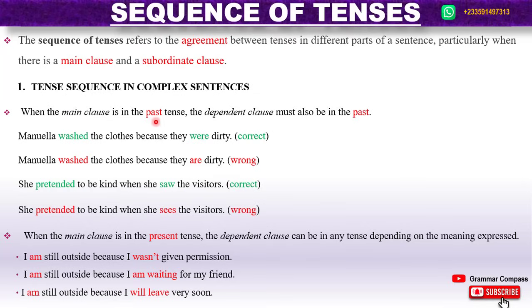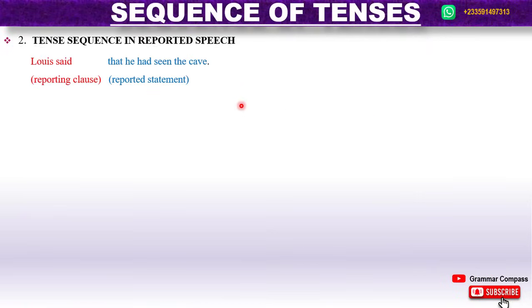But when the main clause is in the past, then you have to use a past verb for the subordinate clause. This is the tense sequence in complex sentences. Let us look at the tense sequence in reported speech. When we say reported speech, it has two main parts. The first part is the reporting clause, and the next part is the reported statement.